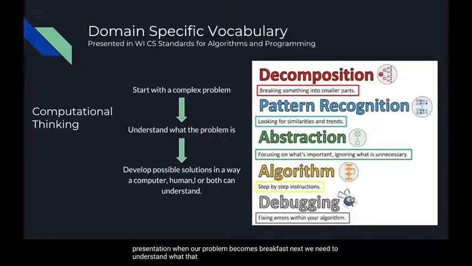Next, we need to understand what that problem is. We need to think about all the different ways that we could possibly solve that problem and what we have to do in order to get there. Our last step then is to develop possible solutions in a way a computer, human, or both can understand.